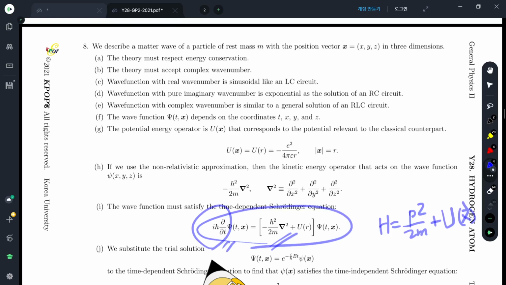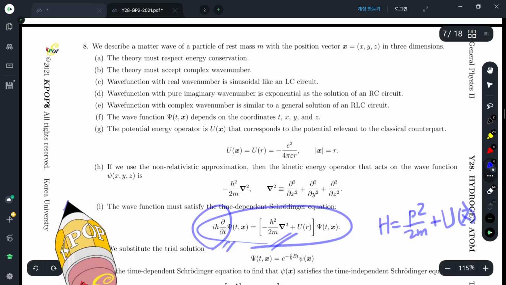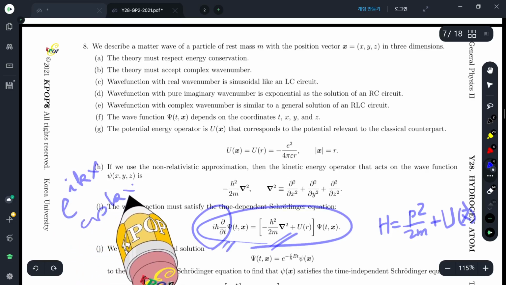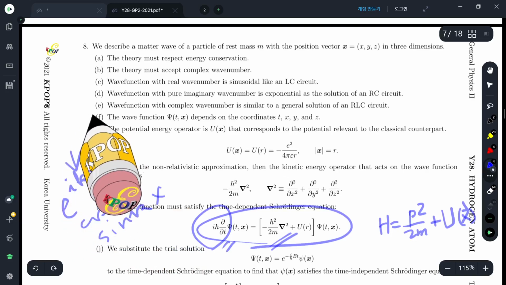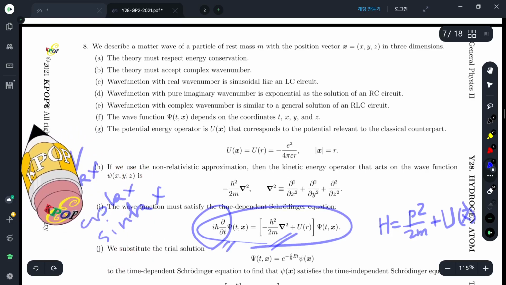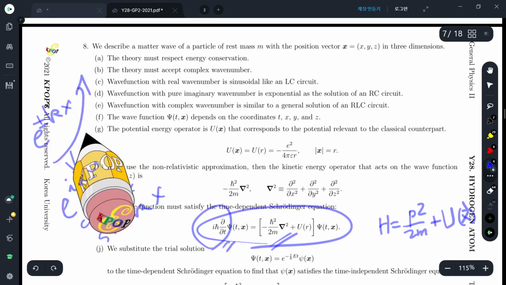Third, a wave function with real wave number is sinusoidal, like an LC circuit or simple harmonic oscillator. A wave function with a pure imaginary wave number is exponential, as a solution of an RC circuit. An RC circuit has decay, damping or saturation, so charge or discharge, that has the exponential factor. So a pure imaginary wave number gives an exponential, not e to the minus i omega t and e to the i kx. This is oscillating, either cosine kx or sine kx. However, if the wave number is pure imaginary, then we have minus kx, plus minus kx, something like that. It has an exponential factor.